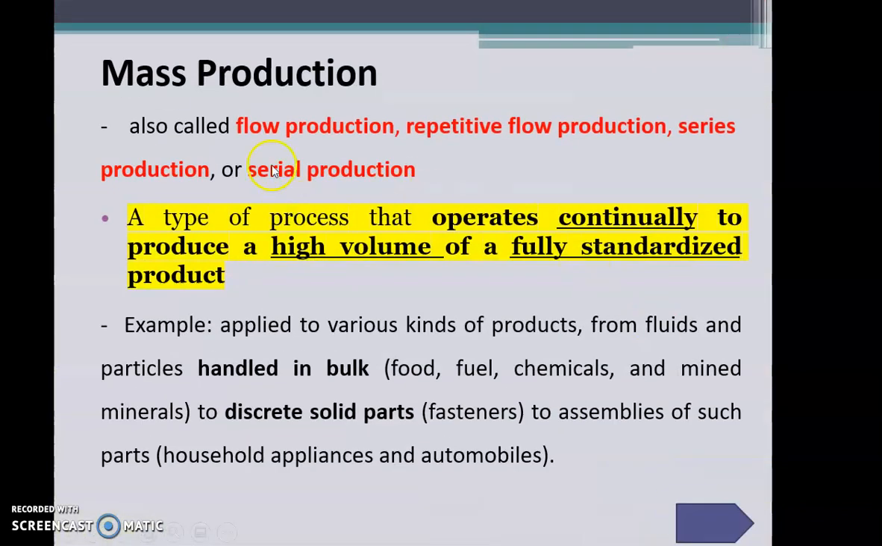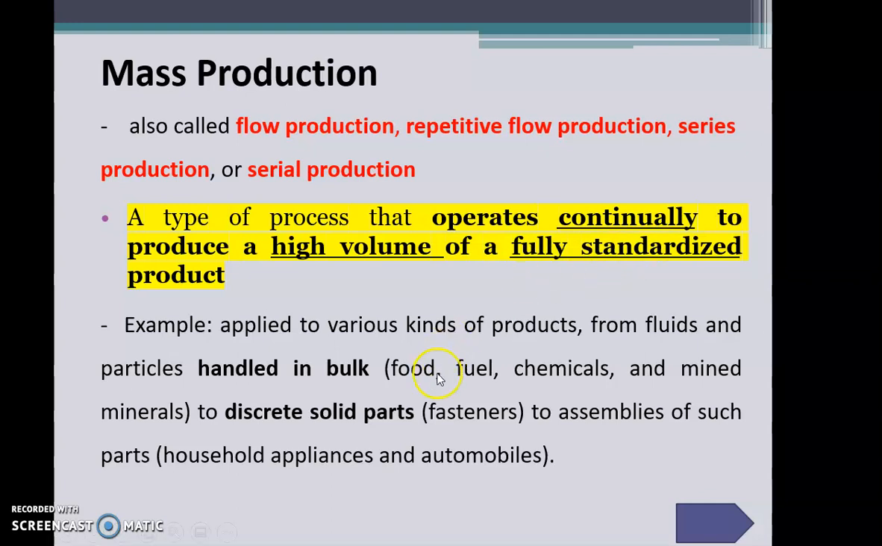Okay, next is the mass production. It's also known as flow production, repetitive production, series production, or serial production. All of these have the same meaning as mass production. Mass means high volume and fully standardized. So most of the products are the same.